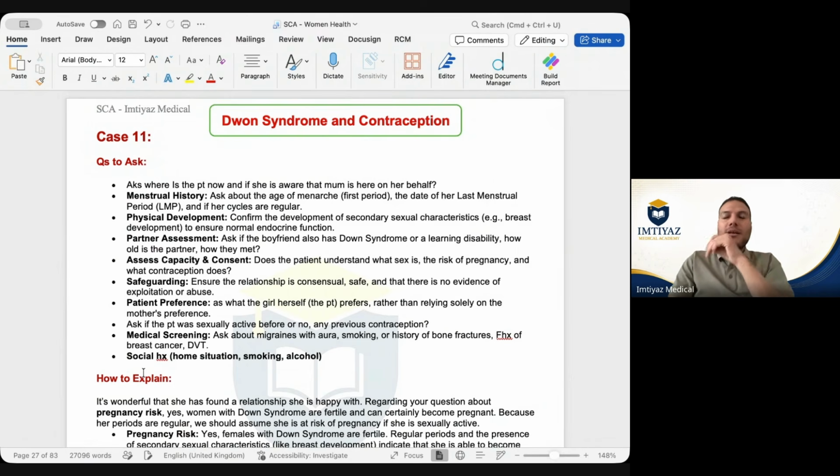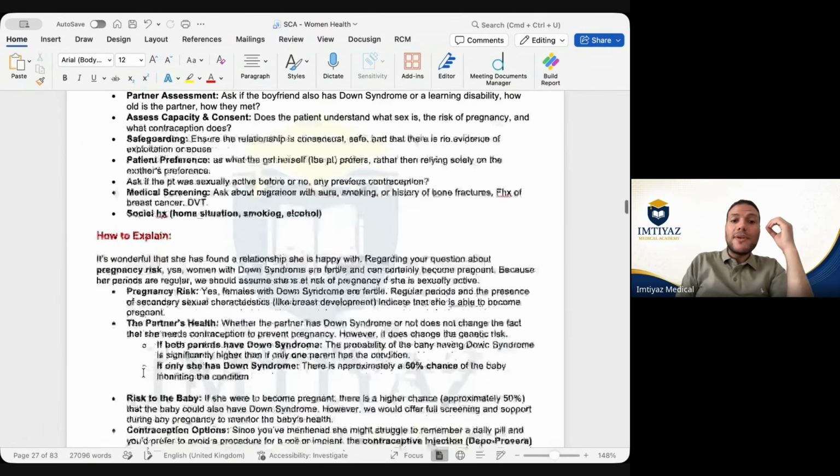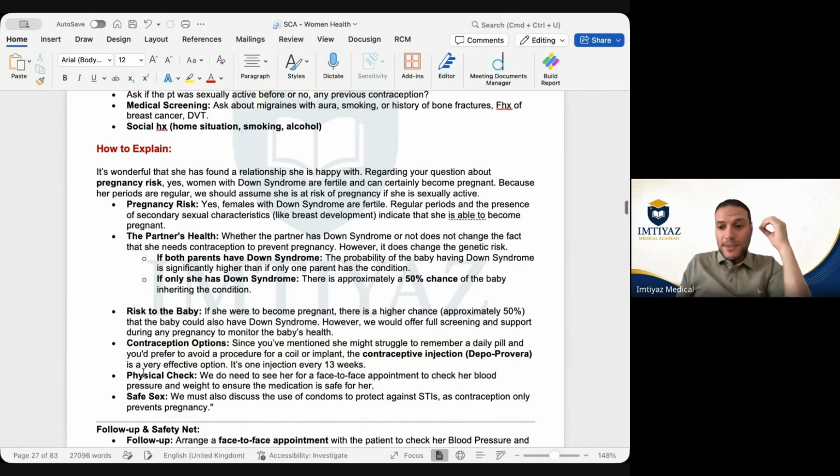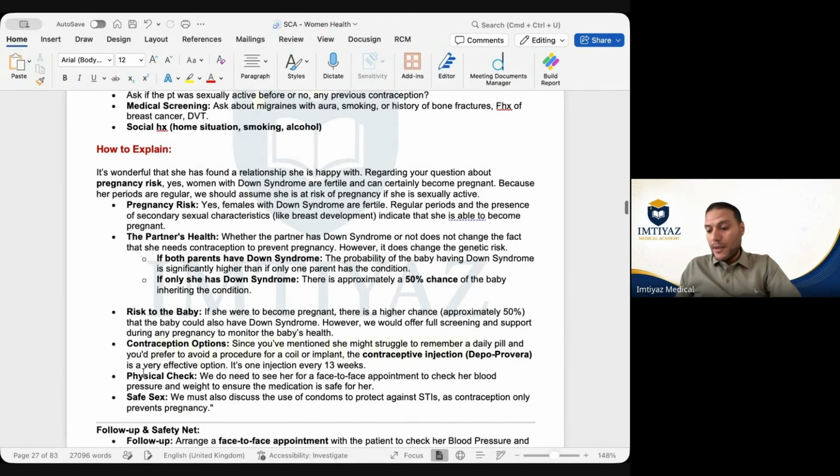All right, so this is the tip and the trick here. Definitely you need to ask the normal questions for contraception: migraine, DVT, blood clot, and so on. But this is very important. Also social history, smoking, alcohol, and so on, okay? So don't forget this. As for how to approach, definitely you will acknowledge that it is very important that she came here today and sat here.